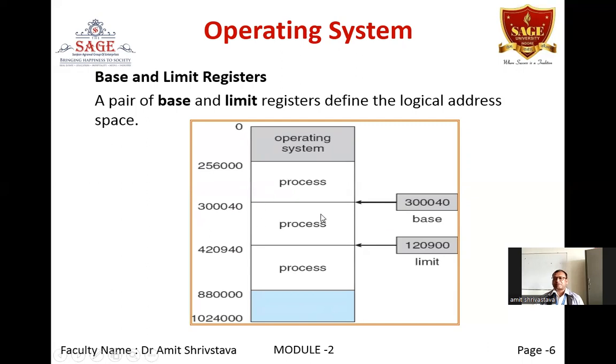Whenever this process tries to generate any address, it is checked that the address should be less than base plus limit, and it should be greater than or equal to the base address. If it is so, then it means it is trying to access an authorized or valid address lying within the limits of this process. If it is trying to access an address beyond this process, then the process will automatically be terminated by the operating system. So these base and limit registers can be utilized for that purpose.